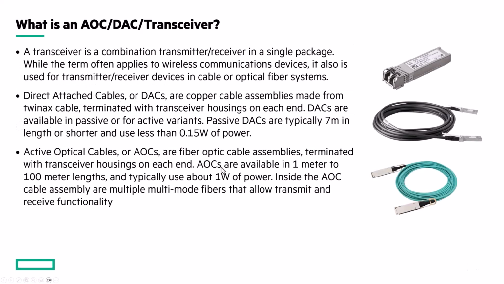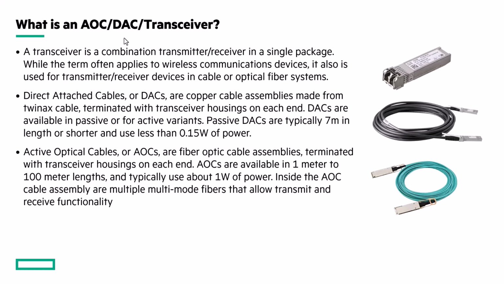So, just for an overview, of course, everybody should already know this. What is an AOC, DAC, and transceiver? Of course, a transceiver is a combination transmitter receiver, which comes in a little single package. It often can apply to wireless communication devices, but again, it's also used for devices in cable and optical fiber systems. Direct attach cables are copper cable assemblies.